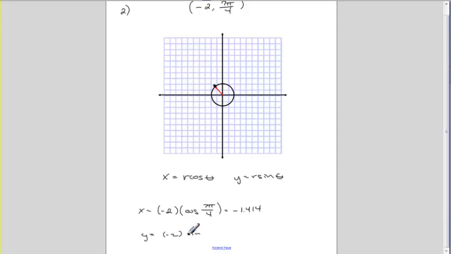And our corresponding y value would be equal to -2 times the sine of 7 pi over 4. So if we put that in our calculator, we have -2 times the sine of 7 times pi divided by 4, close the parentheses, and we get 1.414. And that's the coordinates of this particular point. So if I were to write the x and y coordinates, it would be -1.414, comma, 1.414. This is negative, this is positive, which puts us in the second quadrant.